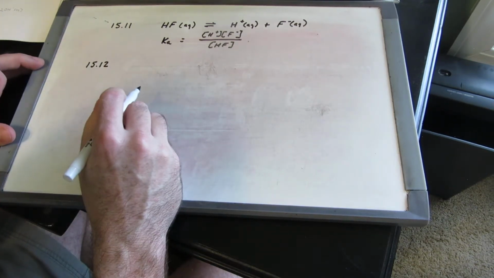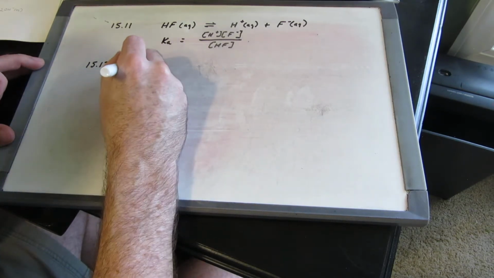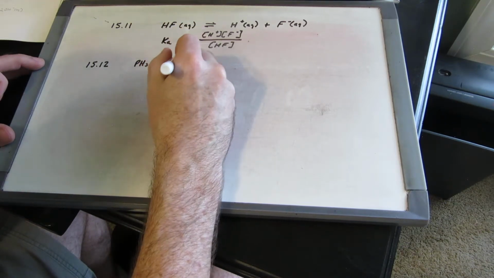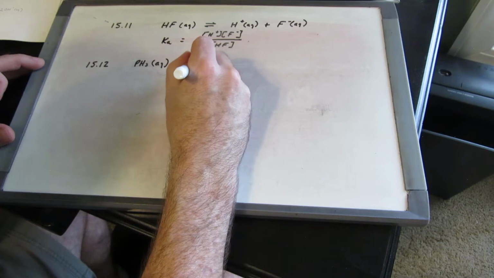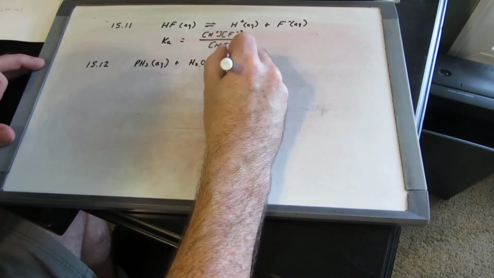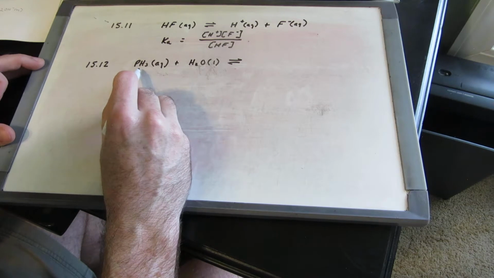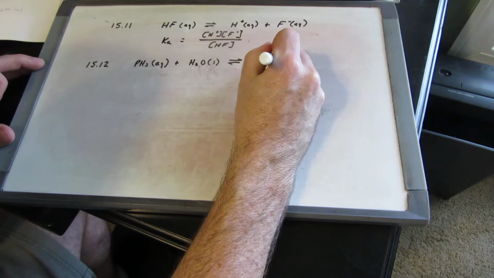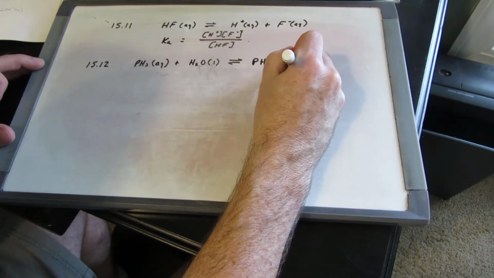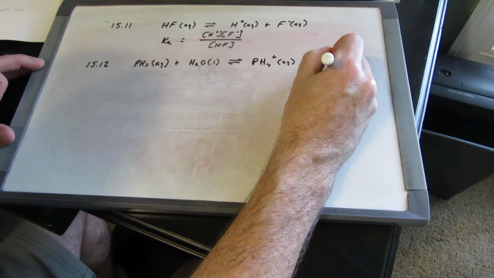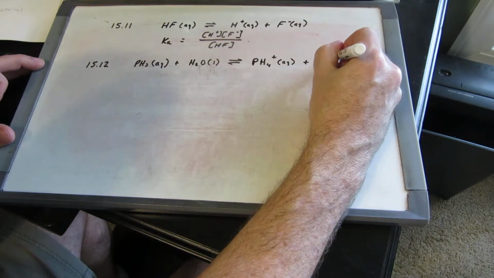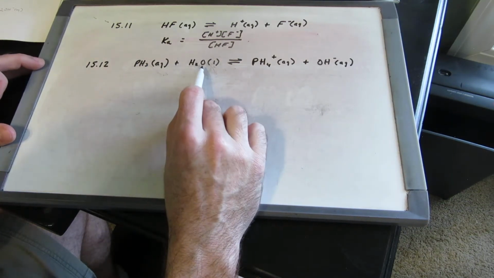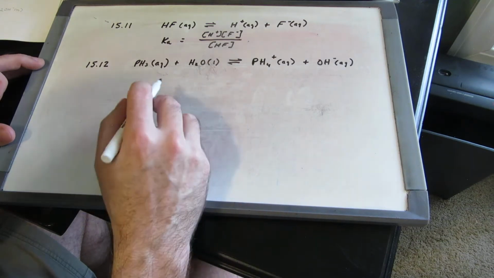It says, what is the equation for the base ionization constant of PH3? Now PH3 is a covalent base. So we have to add liquid water to that equation. That PH3 is going to steal a hydrogen from liquid H2O and go to PH4. And what's left after you steal a hydrogen from H2O is hydroxide. Okay, now that is balanced, so we don't have to change the coefficients any.